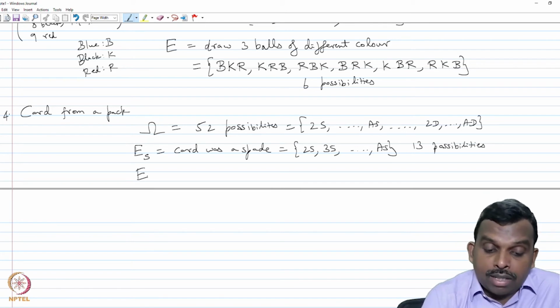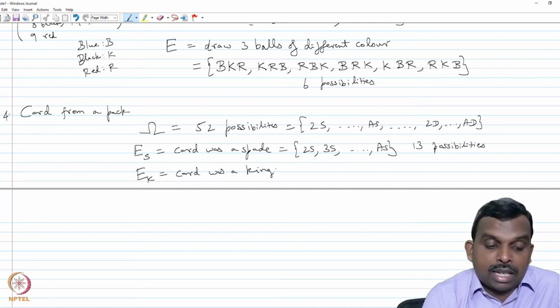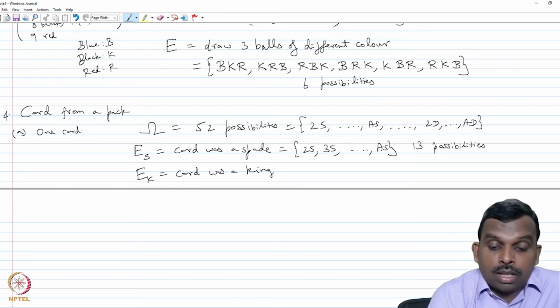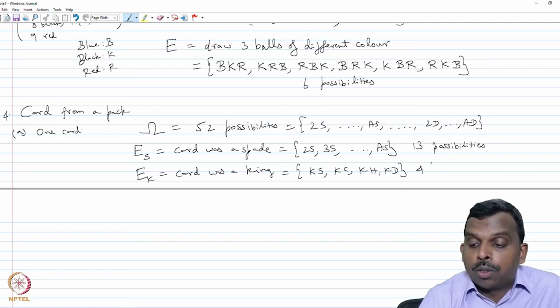Okay, you could have, say, EK, which is the card was a king. Once again, I should tell you, I'm drawing one card. This is what can happen. If you say the card was a king, it could be the king of spades, king of clubs, king of hearts, or king of diamonds. There are 4 possibilities.